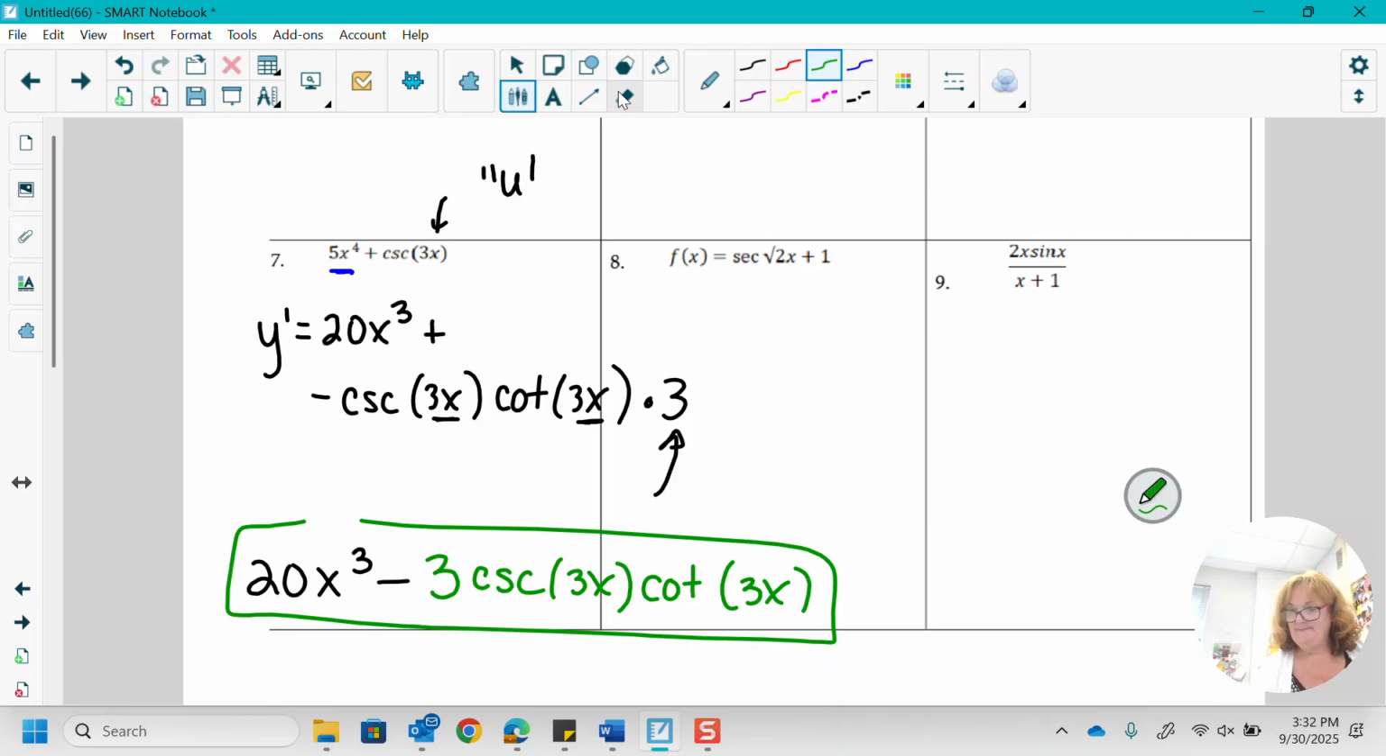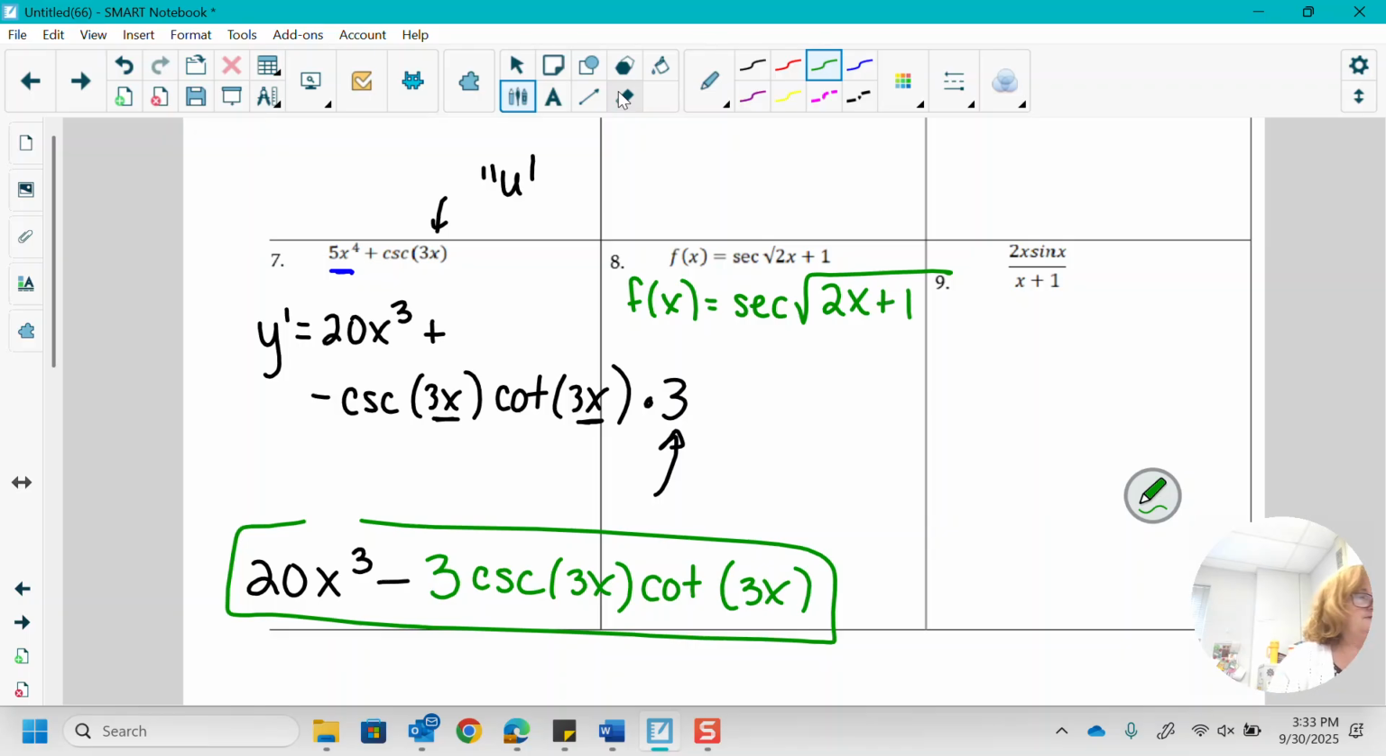Next, making sure I'm looking at the notation on this. It's a secant, supposed to have everything under the root. I think we're looking at the secant of the root of 2x plus 1.